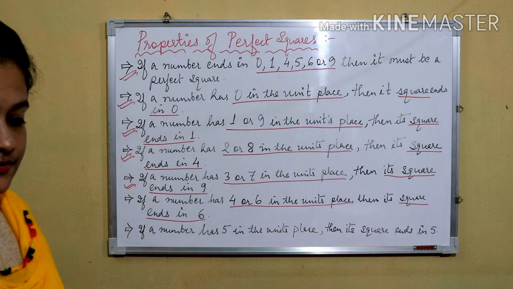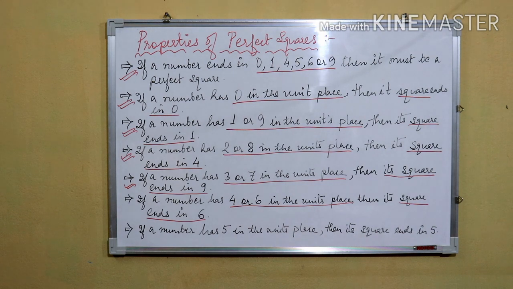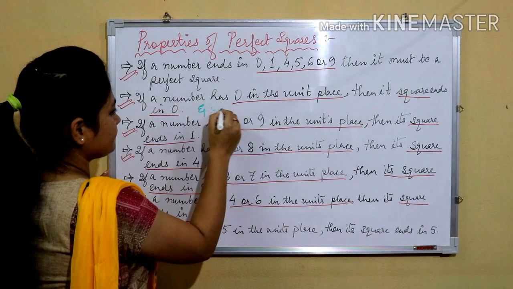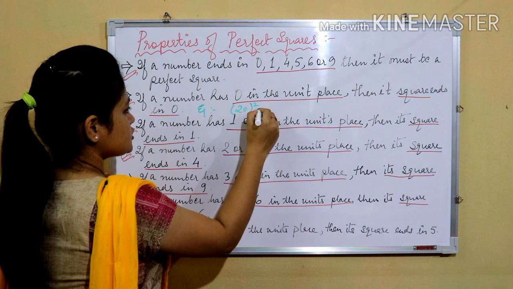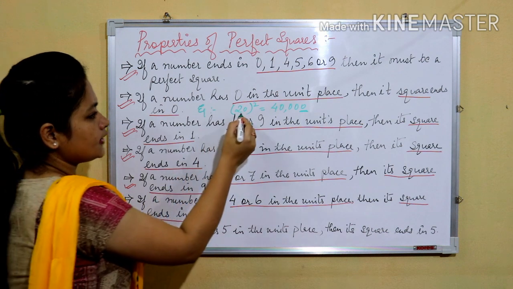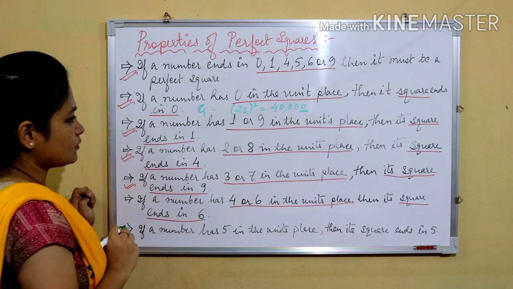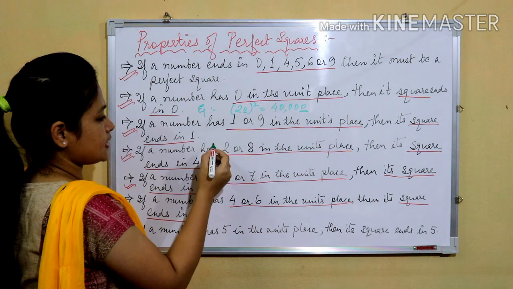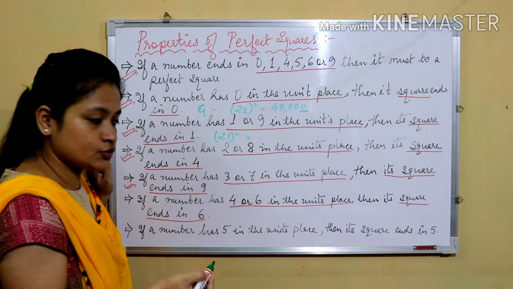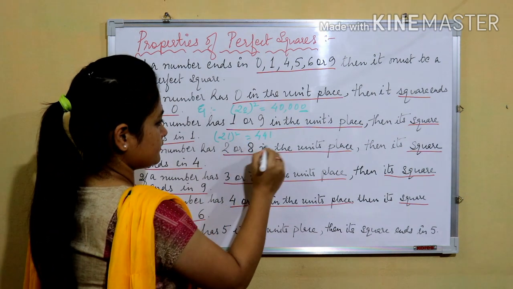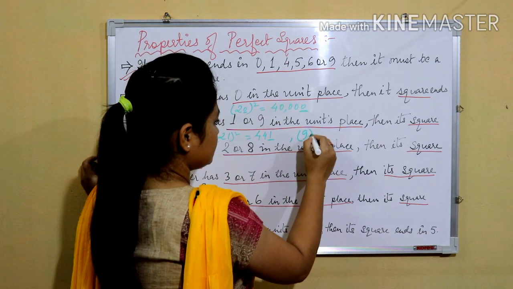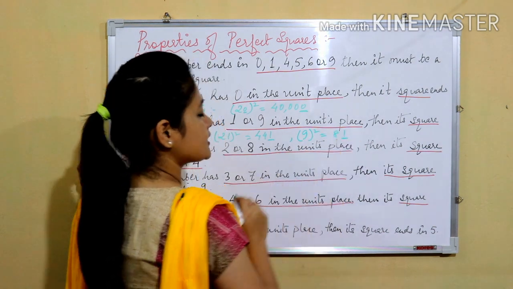So let me give some examples of each. Suppose 20. So 20 square gives us 400. So this number ends with 0. A number having unit digit 0 ends with 0. Same way, a number having unit digit 1, suppose 21. So 21 square. If you multiply 21 into 21, we will be getting 441. So it ends with 1. Same way, if I take 9, 9 square gives us 81, which ends with 1.